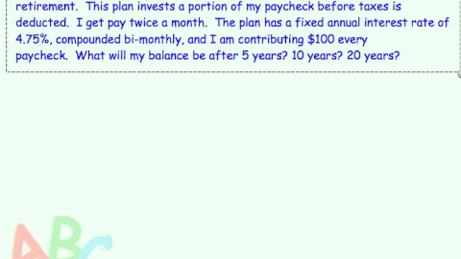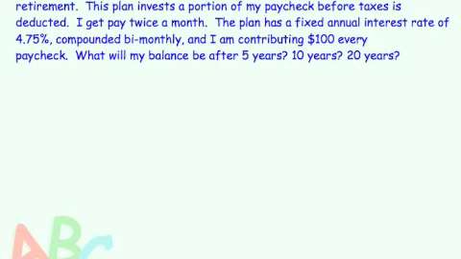I have one more example that I would like to do. My employer, which is the Roseville School District, offers an investment plan for my retirement. This plan invests a portion of my paycheck before taxes are deducted. I get paid twice a month. The plan has a fixed annual interest rate of 4.75%. It is compounded bi-monthly, and I am contributing $100 for every paycheck. What I would like to know is, what will my balance be after 5 years, 10 years, and 20 years?